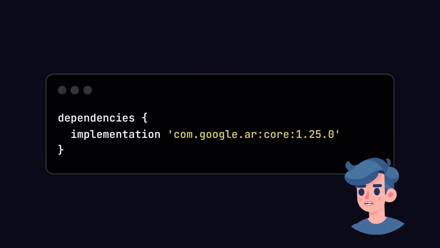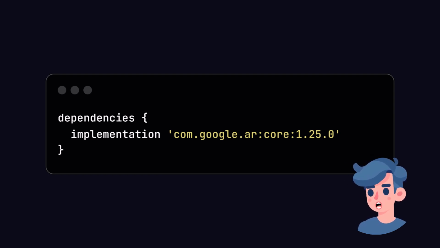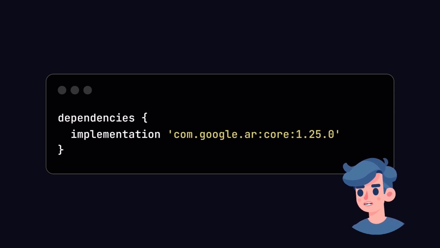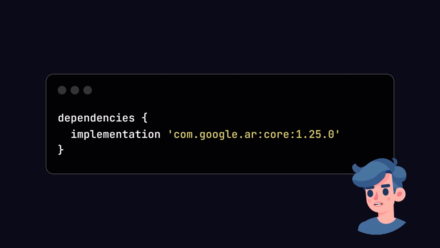Let's create a project structure. In Android Studio, open a new project and select Empty Activity. Name your application AR Promo. We will need to update our build.gradle file to include dependencies for ARCore. Let me show you how to do that.